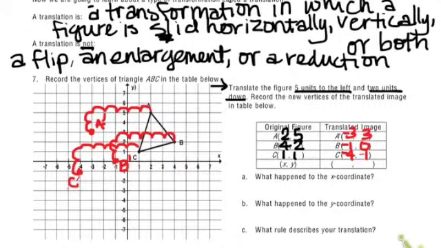Okay, and so if I now look at the new figure, I have the exact same figure, but the figure just moved to the left 5 and down 2. So it's the same triangle.